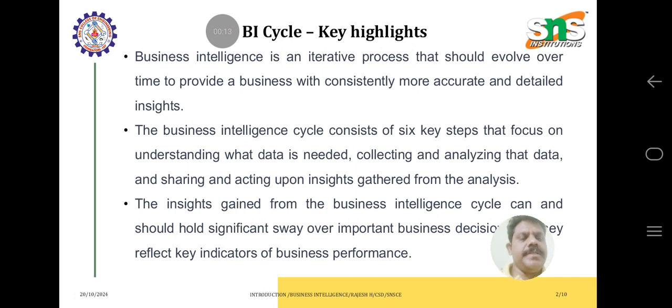So, the business intelligence cycle has some key highlights. It is an iterative process that could evolve over time to provide a business with consistently more accurate and detailed insights. This cycle consists of 6 key steps that focus on understanding what data is needed, collecting and analyzing the data, and sharing and acting upon insights gathered from the analysis. The insights gained from the business intelligence cycle can and should hold a significant sway over important business decisions, as they reflect key indicators of business performance.